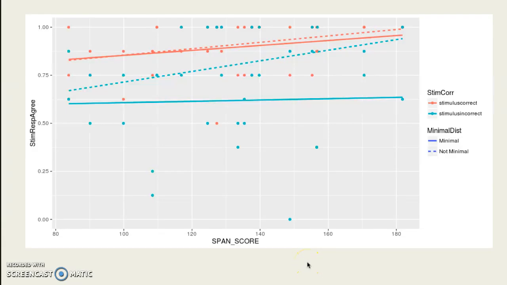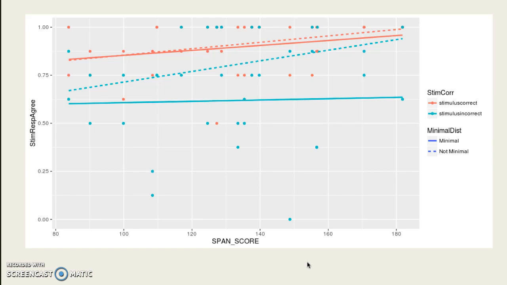This scatter plot shows us that the incorrect stimulus in minimal pairs increased only slightly with higher Spanish score. This means that the Spanish score had little influence over improving the accuracy in the minimal pairs. However, for the not minimal pairs, the incorrect stimulus items got a higher level of accuracy with higher Spanish score of the participants, meaning that the higher the Spanish score, the higher the accuracy of the response.